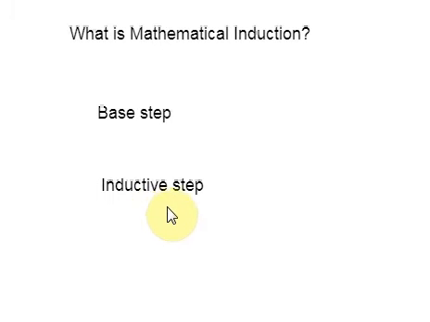The second step is the inductive step. It proves that if the statement is true for the nth iteration or number n, then it is also true for the n plus 1th iteration or number n plus 1. So this is the entire procedure. Let's see how to do it.